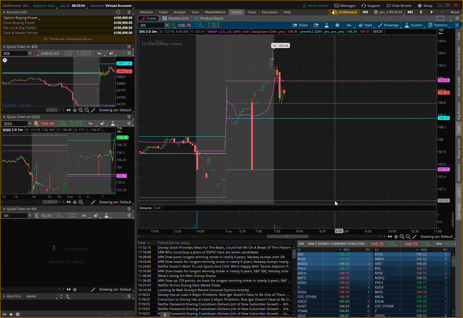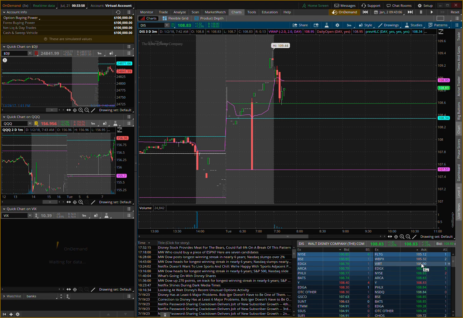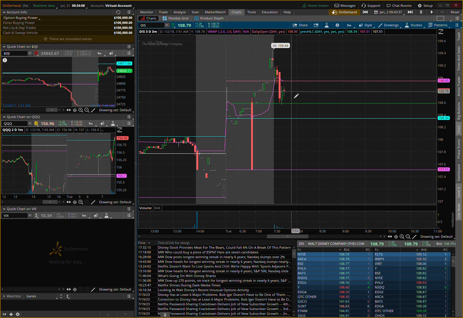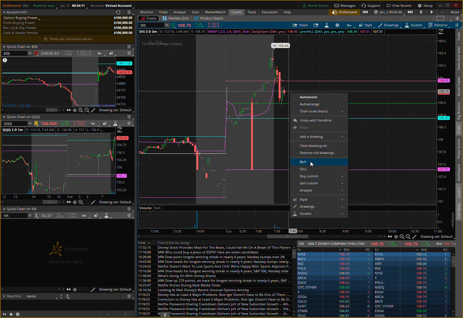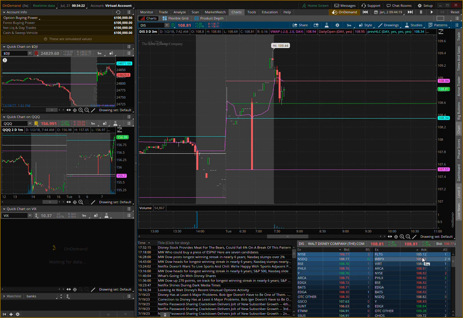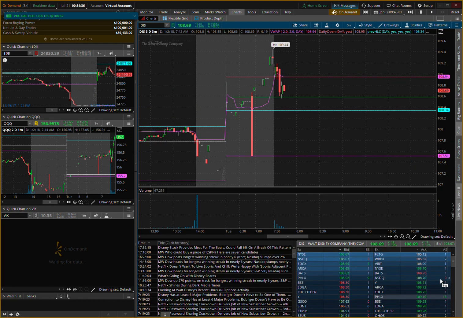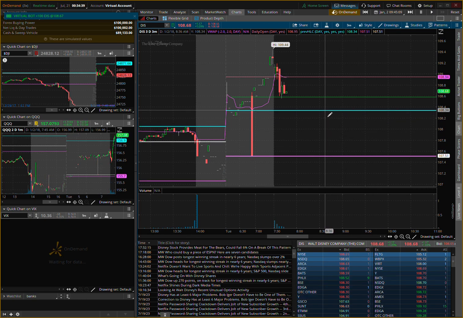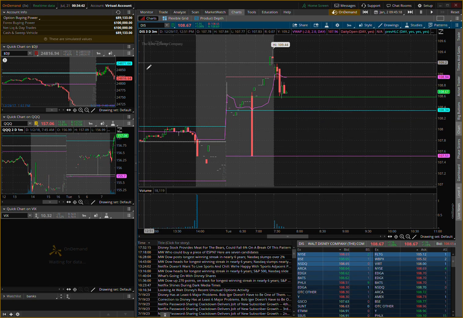Okay, so Disney. All right. Okay, so right there. 105 is way down here. So let's see here. 108 is here. And so buy, and what is that? What's the number? These numbers are behaving a little weird. 108.73. So let's buy it. Oh, it's bought. It's bought already.